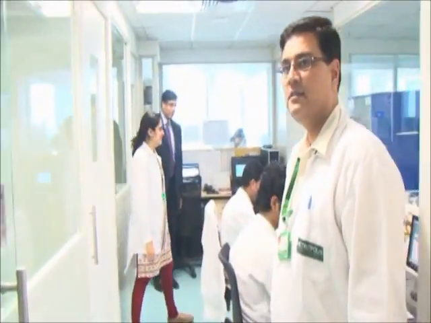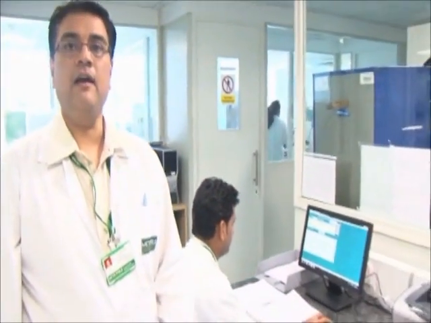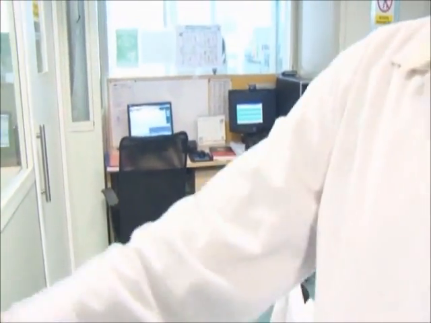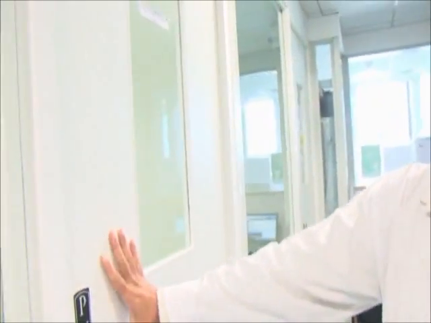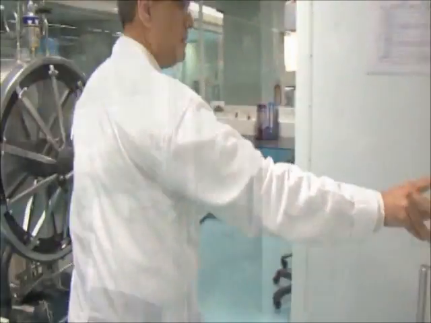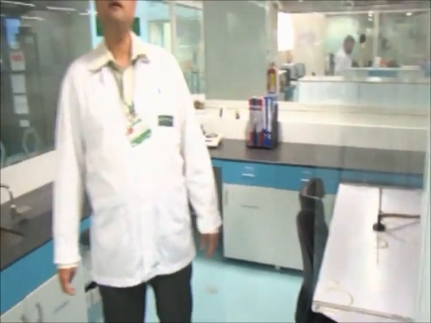This is our microbiology department. This is headed by Dr. Shama Shetty, and this department we have segregated as per the sections. So the first room, as we see here, is the media preparation room, where the routine medias are prepared in-house under strict aseptic conditions.